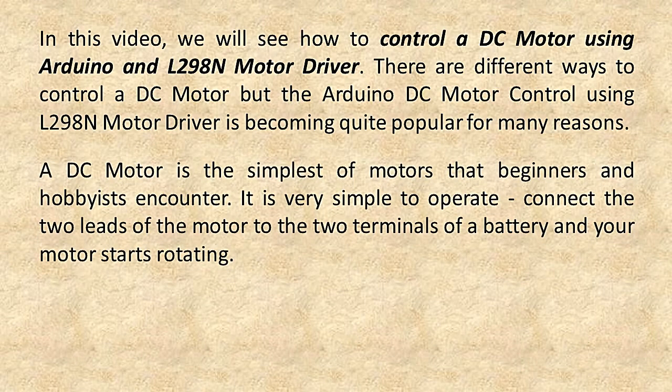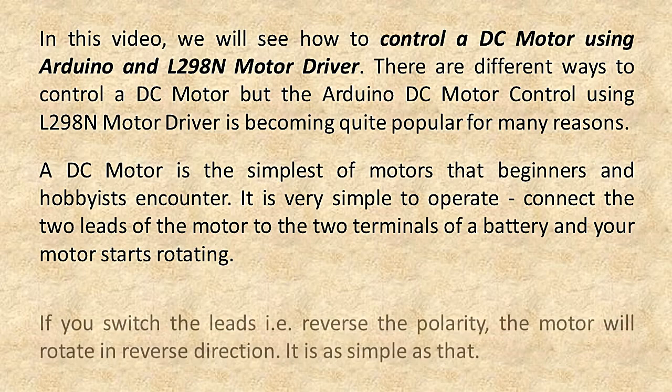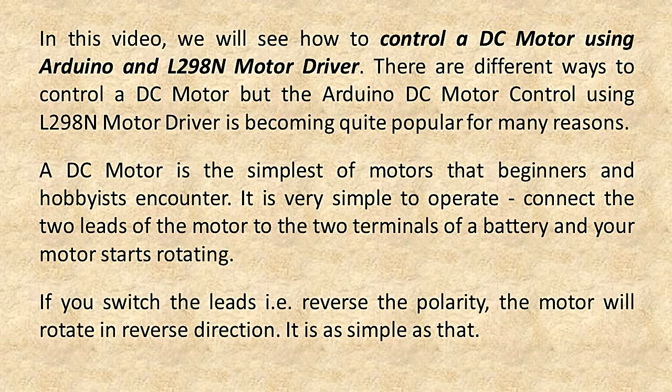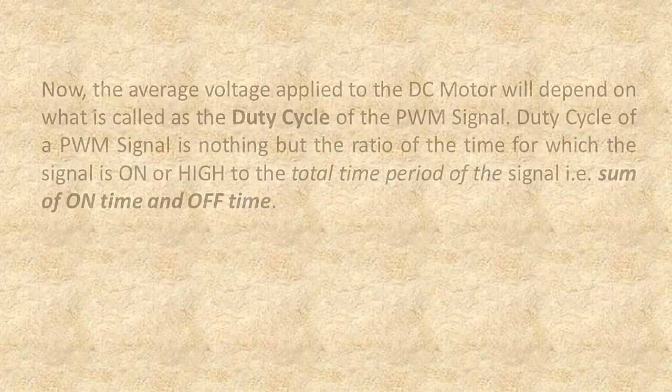A DC motor is the simplest of motors that beginners and hobbyists encounter. It is very simple to operate. Connect the two leads of the motor to the two terminals of a battery and your motor starts rotating. If you switch the leads, that is reverse the polarity, the motor will rotate in the reverse direction. It is as simple as that.